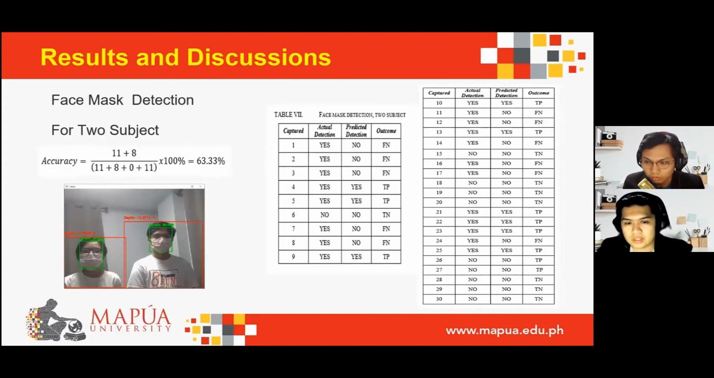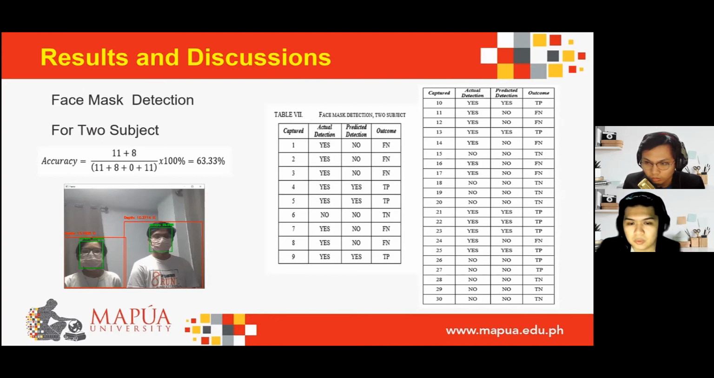for Table 7, there will now be two subjects being detected by the system, with a value of 8, giving us an accuracy of 63.33% in detection of two subjects under face mask detection.